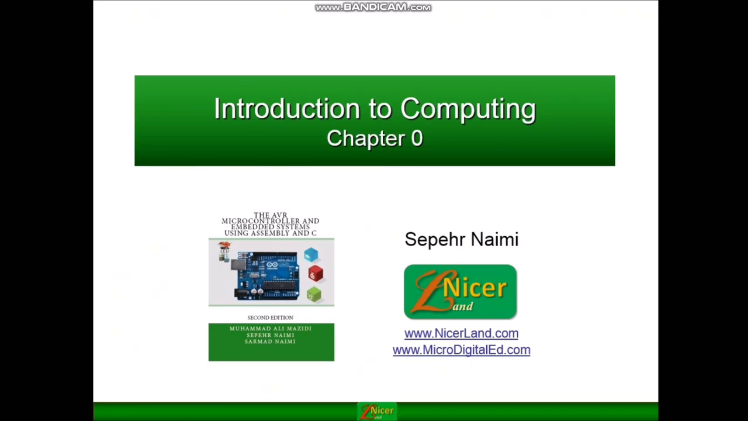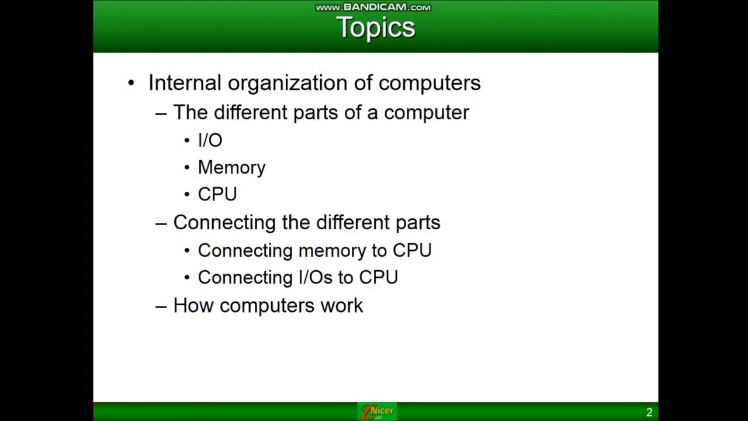The topic that we are going to discuss is related to computers now. First of all comes the introduction to computers. The topics we are going to discuss are the internal organization of computers. There are basically three main parts of a computer, which include the input and output, the memory and the CPU.